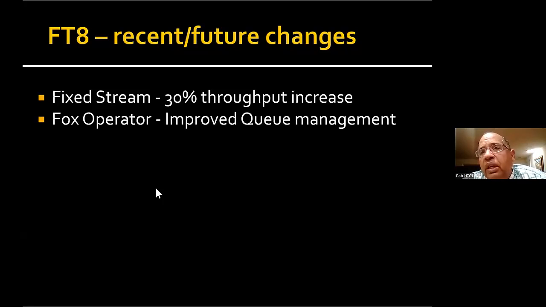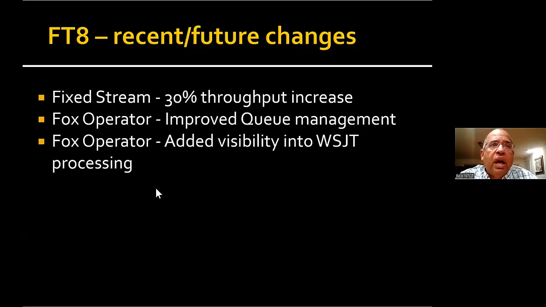But if a European or an American comes through, it would be nice to move them to the top of the queue, or a South American for that matter. It just depends on who has priority. So there's been a large increase in the ability to manage the queue. The other thing that got added is that we now have visibility into what the WSJTX engine is doing. So we know when the QSO is completed or when there's additional work to be done.